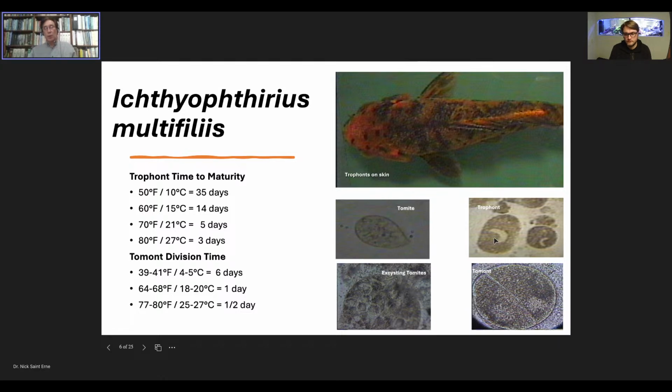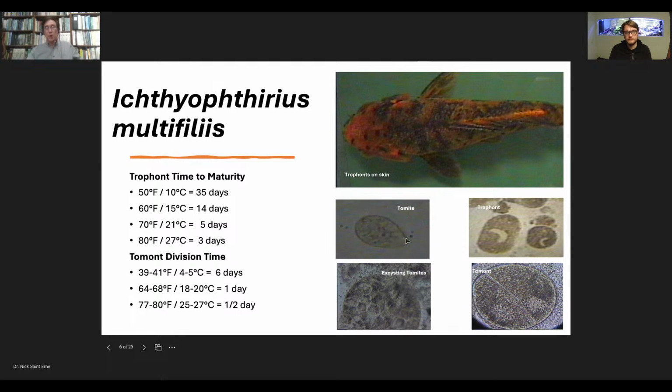So if you look at the two pictures, it looks like they're about the same size, but actually this is magnified. I don't know the exact dimensions, but this might be 1,000 power magnification, and this one might only be 100 power magnification. So you see they're significantly smaller at this tomite stage.